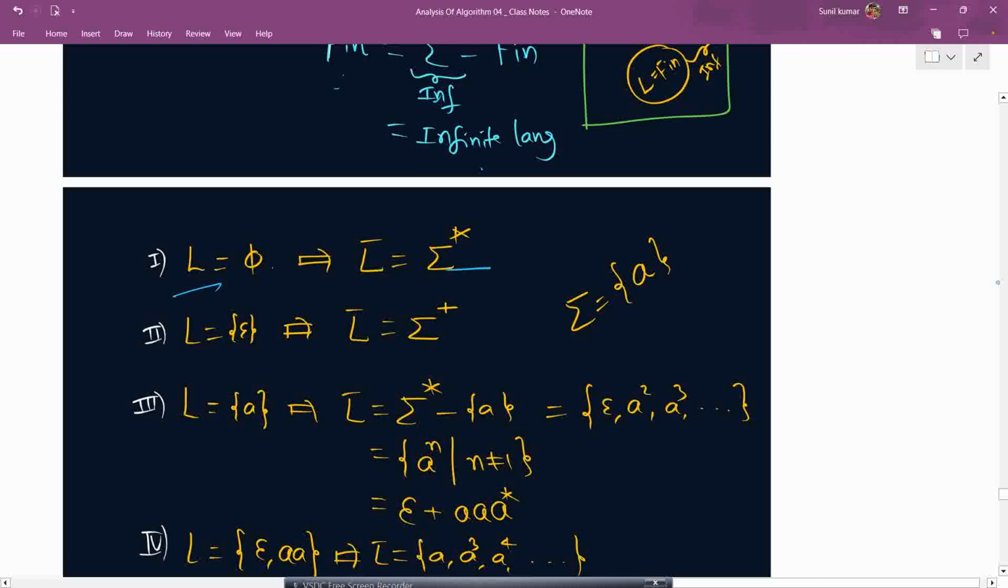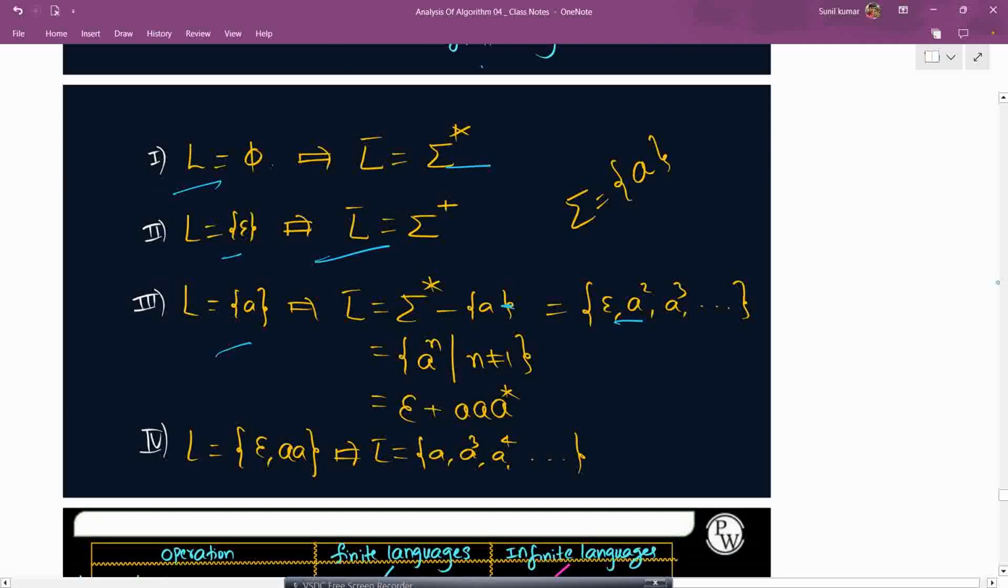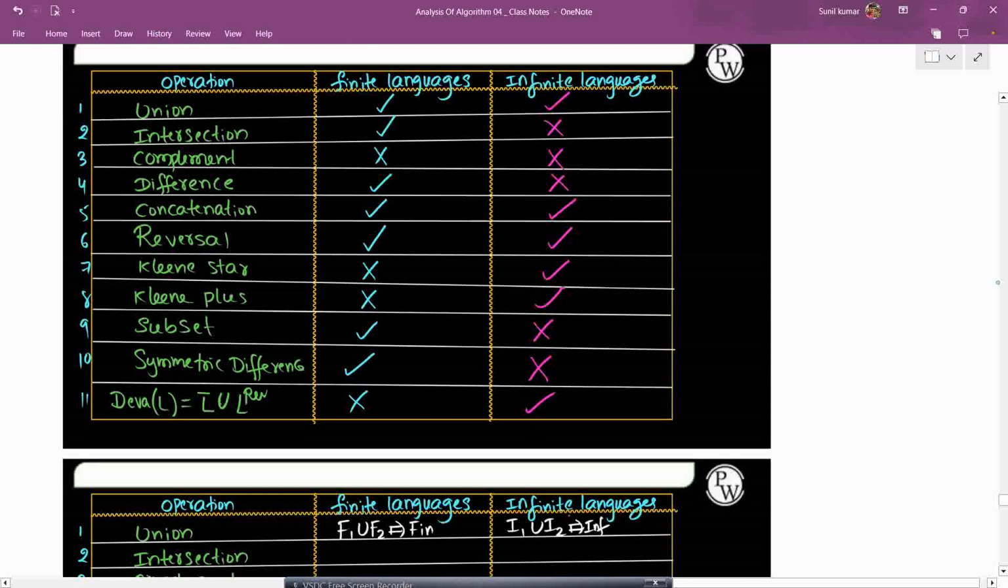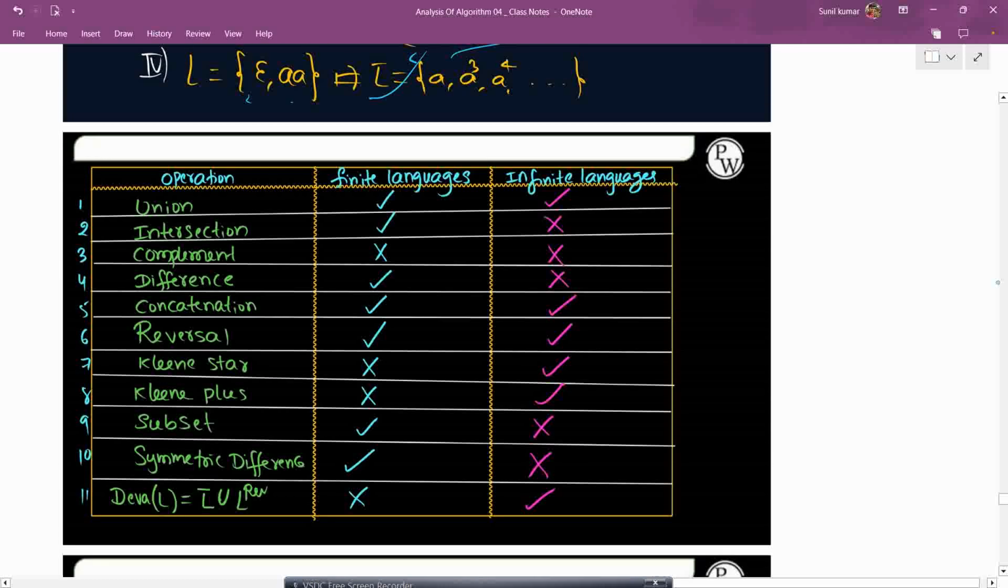The complement for this is infinite. This is finite. A minus A is infinite always. Alright. You can say here 1, 2, right? So epsilon, this is also infinite. So complements are right. So finite languages and infinite languages are closed under union.